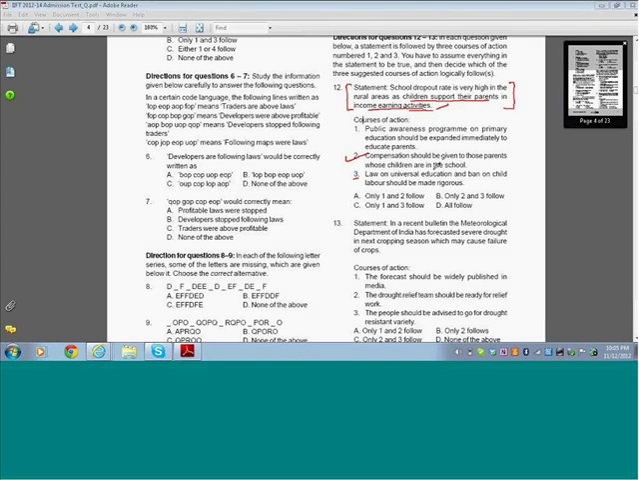Drought relief team should be ready for relief work, because when you know there's a drought which is going to happen, you should be ready for it. And because drought is likely to happen, you should go for drought resistant variety. Statement 1 should not be done. The reason is because this will lead to panic.